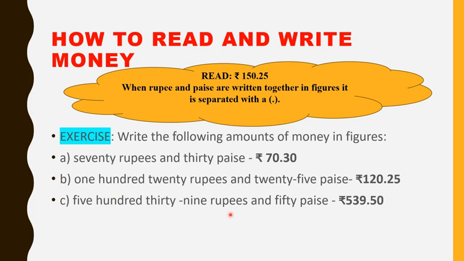Next, 539 rupees and 50 paise. How are we going to write it? The rupees symbol first, then 539, a dot, and 50. Paise will not be written, so we'll just write 50. Okay, is it clear? Let's go to the next exercise.